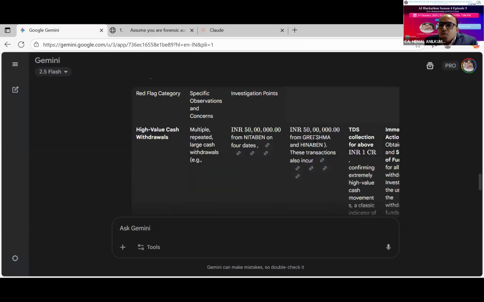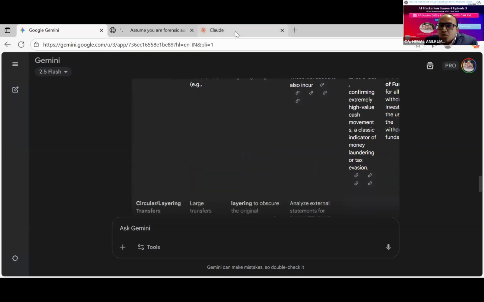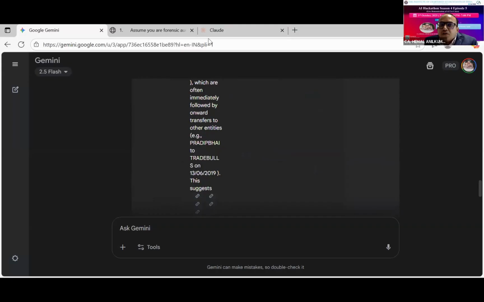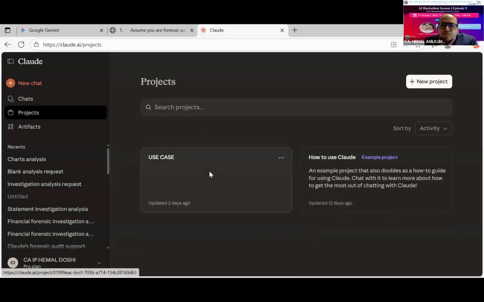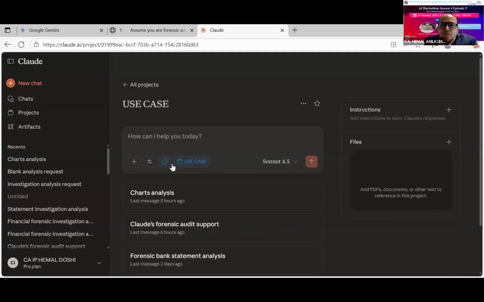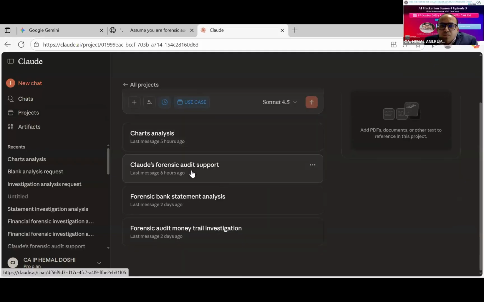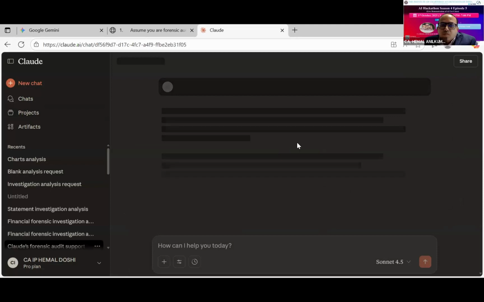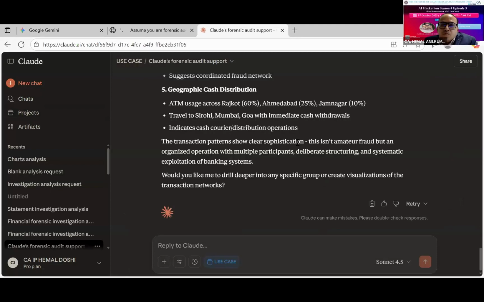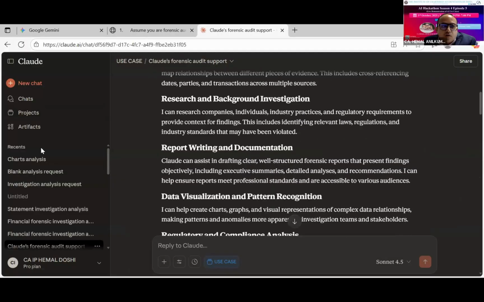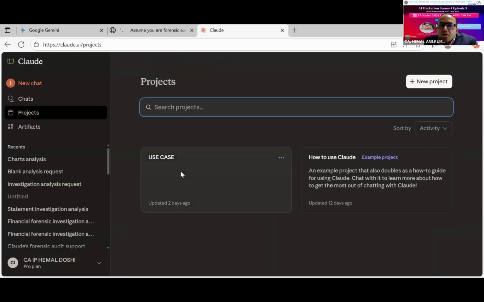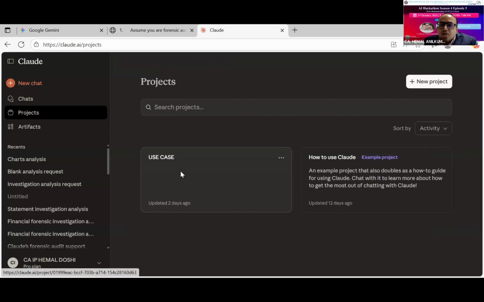Gemini can give this type of analysis, but when we go for Claude AI in case of investigation, Claude will give a more detailed analysis in respect of these cases. For example, I have here this Claude. In respect of that same statement, Claude can give different analysis and a different type of lookout for the investigation.